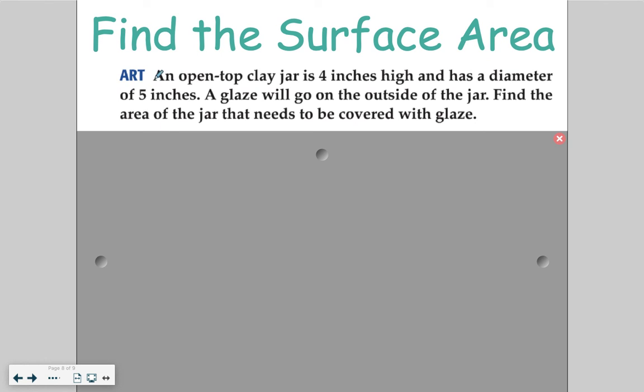Last one here, we have an open top clay jar that is 4 inches high and has a diameter of 5 inches. A glaze will go outside of the jar. Find the area of the jar that needs to be covered with glaze. So notice it says an open top jar here, which means that you are not including the top. So we are only including the bottom in your equation. And remember, this is the diameter, so you're going to need to find the radius first. Go ahead and try this one on your own.